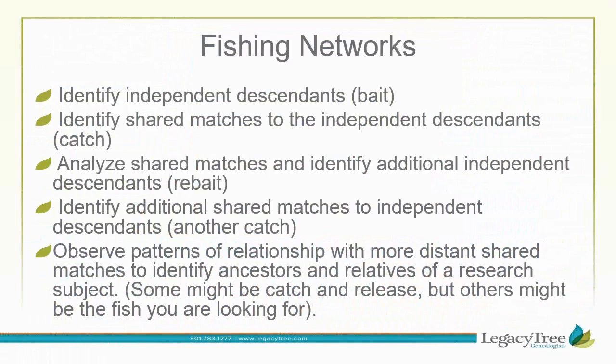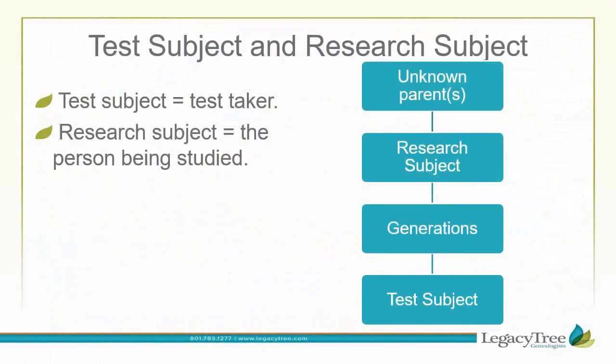But as we do this process and gradually include more and more people into our cluster and into our analysis, then we begin to observe patterns of relationship with more distant shared matches that will help us to identify ancestors and relatives of a research subject. Some of those efforts might be catch and release, but others might be the exact DNA matches that you need in order to address your research question. So as we go through this process, we're going to do this within the context of a research subject, a test subject, and a research question.